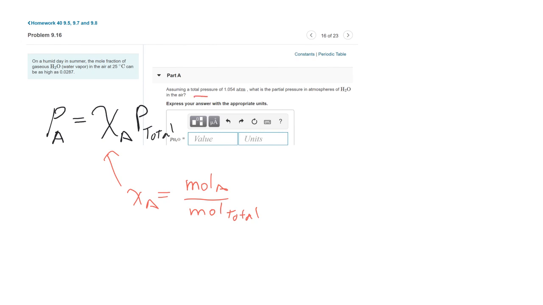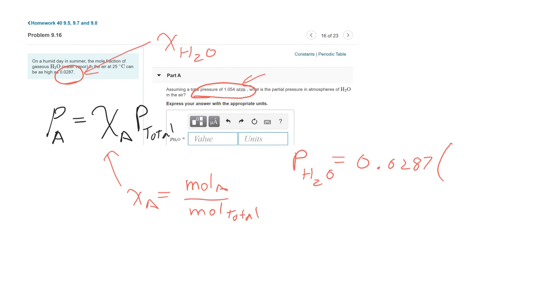In this problem, they've given you the total pressure. That value is going to be different for every person there. And they've given you a mole fraction for water. And they just want to know the vapor pressure of water, or the partial pressure of water, rather. So it just becomes a matter of multiplication. The pressure of water is equal to the mole fraction of water times the total pressure.